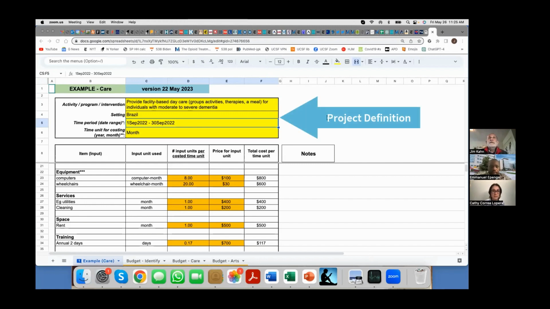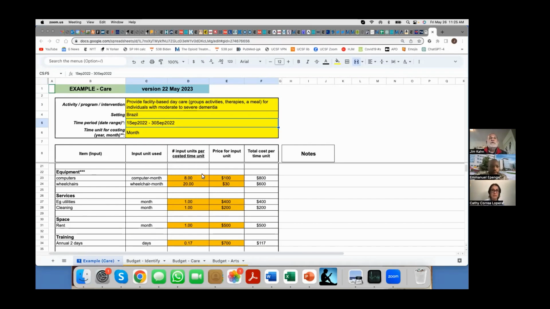As you can see, this particular example is about a care program, provide facility-based daycare, group activities, therapies, a meal for individuals with moderate to severe dementia. Hypothetically, this program is in Brazil, and it's for the year 2022, and we are portraying 1 month. It's important to specify that.